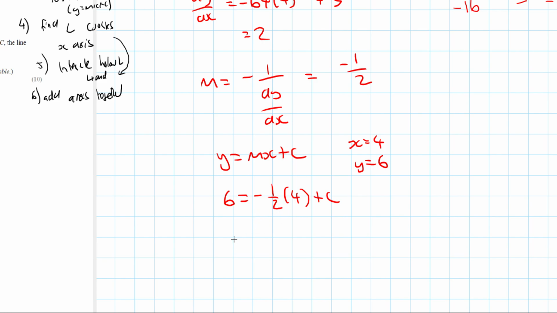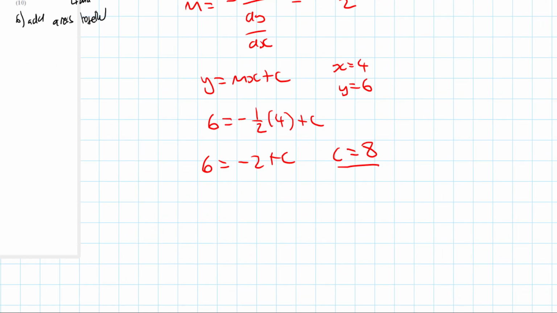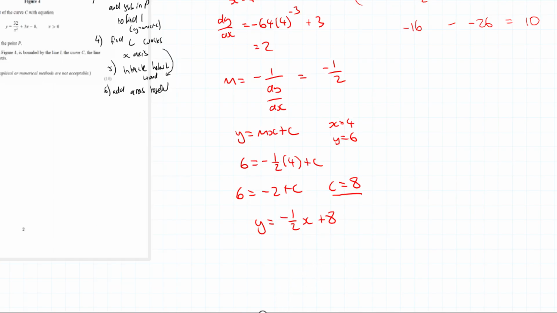So minus half times 4 would do it a little slower, so it's going to be minus 2 plus c, so c is going to equal 8 at this point. So then from here, we've got everything we need. We know m is minus a half, and we know c is 8, so y equals minus a half x plus 8. And that gives us our line, so that's part 3 done.